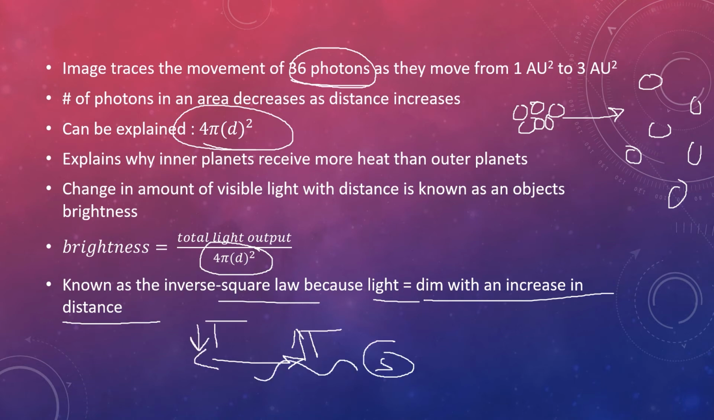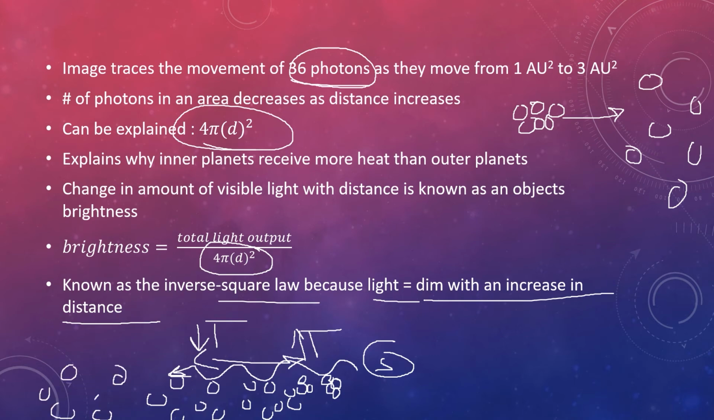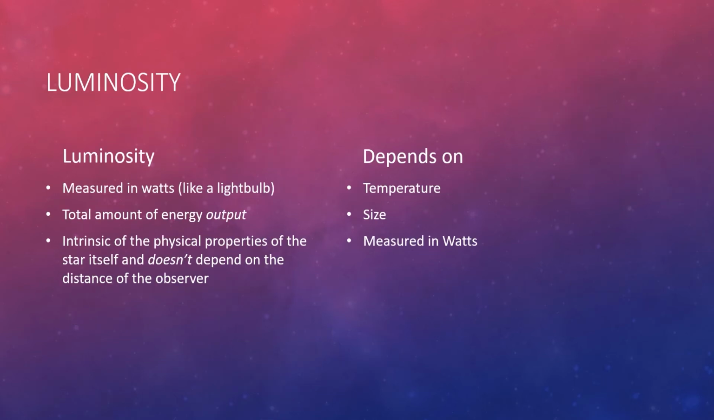And this has to do with, as light travels, these photons go from being super clustered to being more and more spread out until they're so spread out that the heat that you receive is so much less and the sun appears much dimmer. Today we're going to be talking the most about luminosity and brightness.